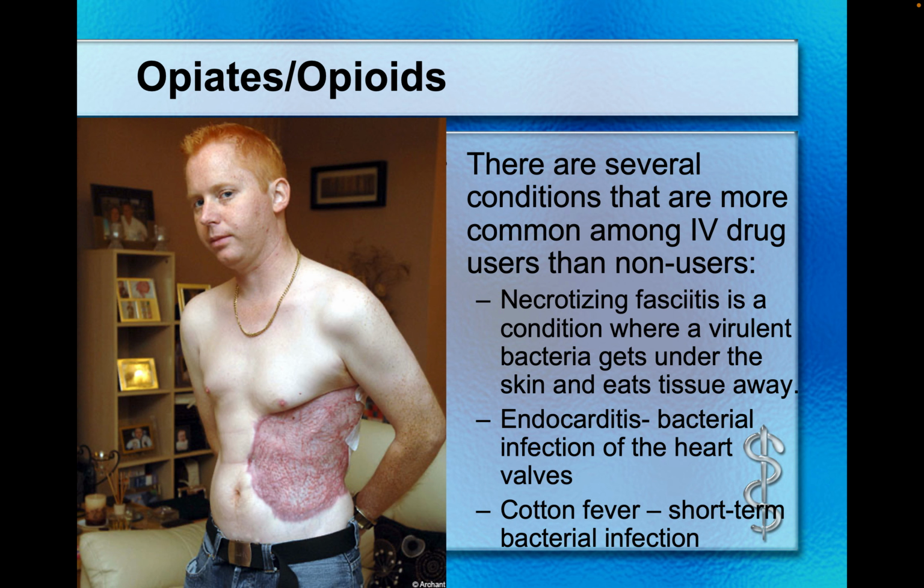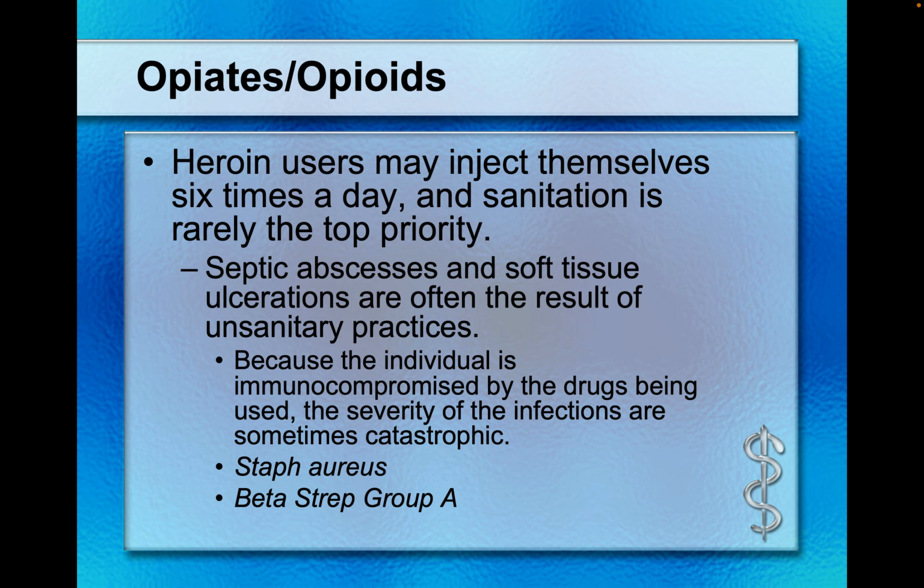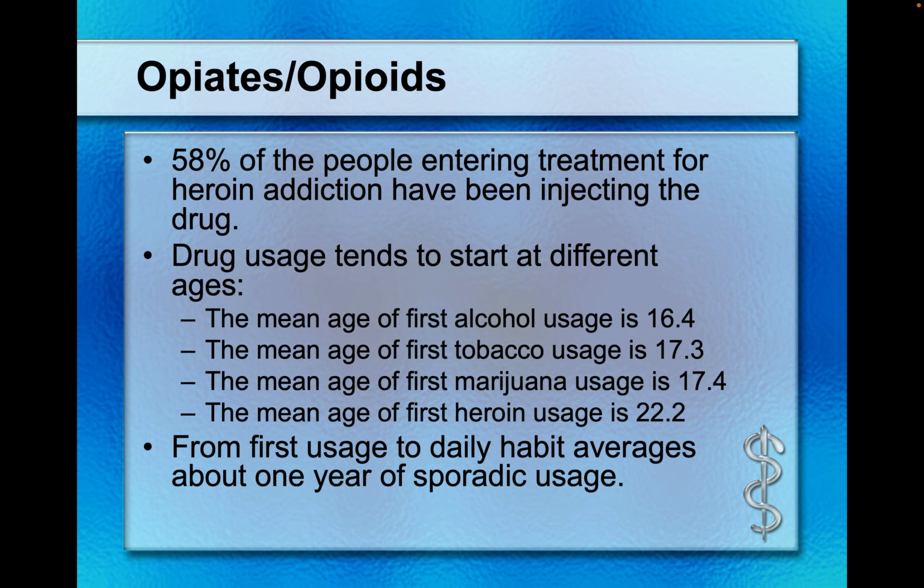There are several conditions that are more common among IV drug users than non-users. Necrotizing fasciitis is a condition where a virulent bacteria gets under the skin and eats tissue away, as attractive as that is. Endocarditis, a bacterial infection of the heart valve, and cotton fever, a short-term bacterial infection. What kind of virulent bacteria are we talking about? Staph aureus, Beta strep group A. 58% of people entering treatment for heroin addiction have been injecting the drug.